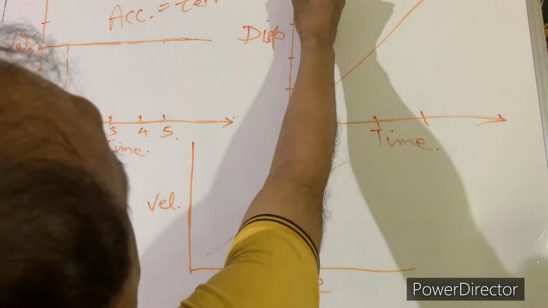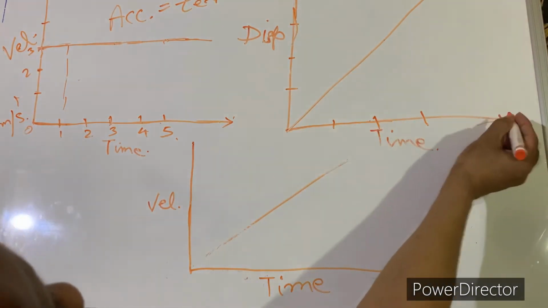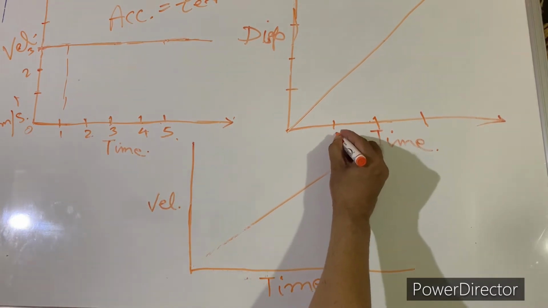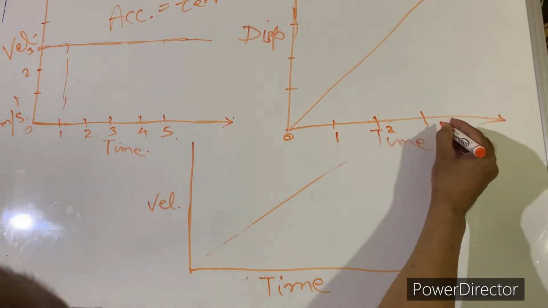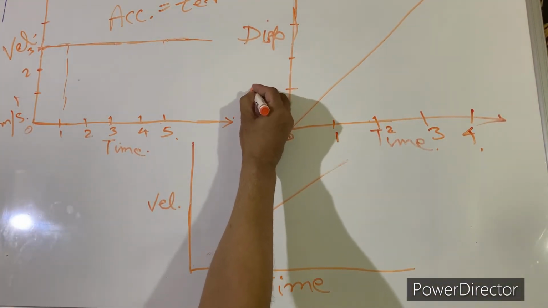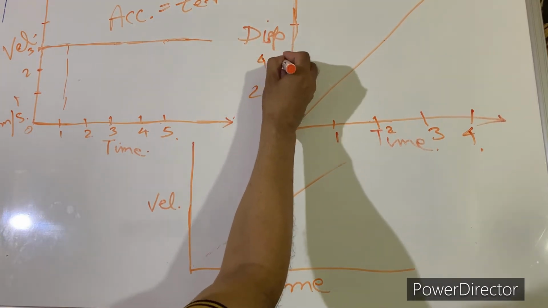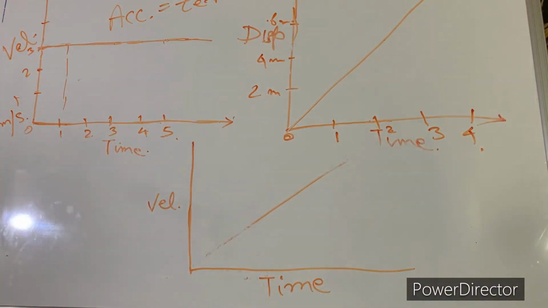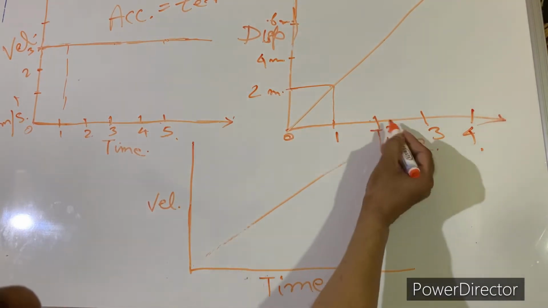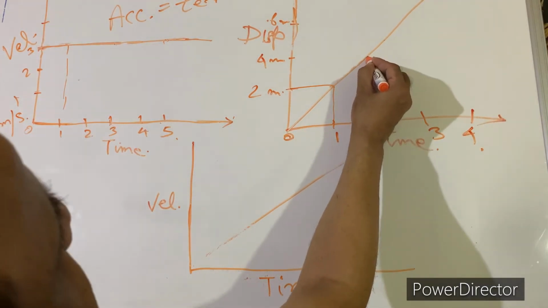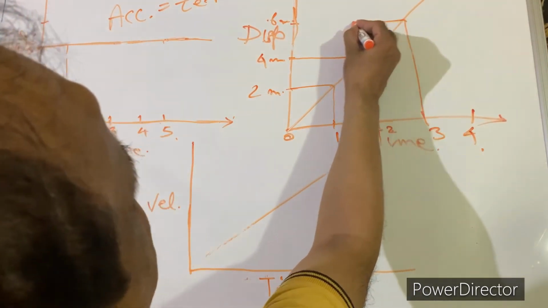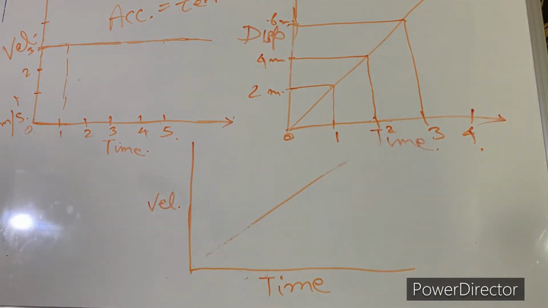Next, let us go on to a displacement versus time graph. This is a displacement versus time graph. What does this show? Again, the time let us mark as 1 second, 2 seconds, 3 seconds, 4 seconds and so on, while the displacement of the body is, suppose, 2 meters, 4 meters, 6 meters and so on. In 1 second the displacement of the body was 2 meters. Clear? After 2 seconds the displacement of the body became 4 meters. After 3 seconds the displacement of the body has become 6 meters and so on.